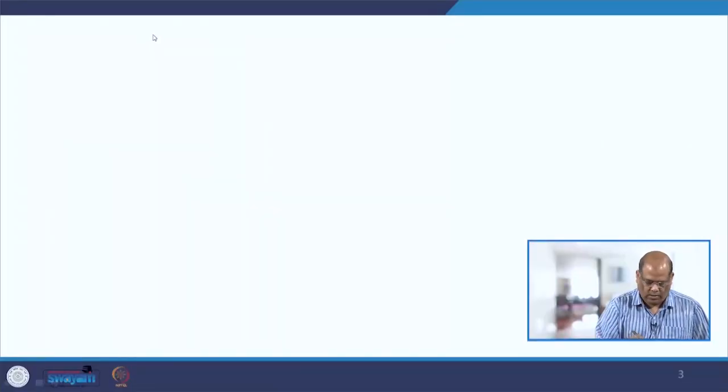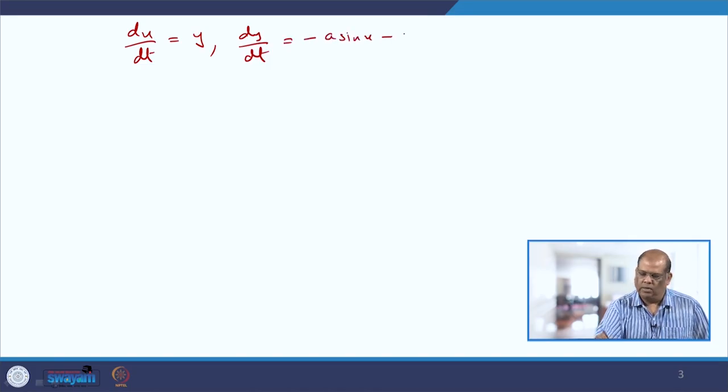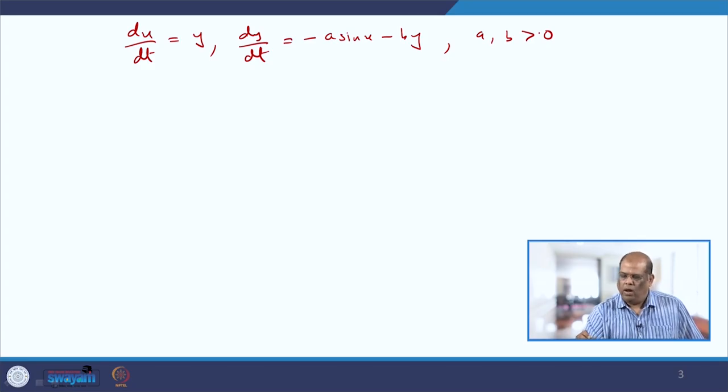So to start with, let's consider the dynamical system dx/dt equal to y and dy/dt is equal to minus a sin x minus b y, where a, b are constants greater than 0. So if you recall, the Lyapunov function, which we have taken to be V(x, y).